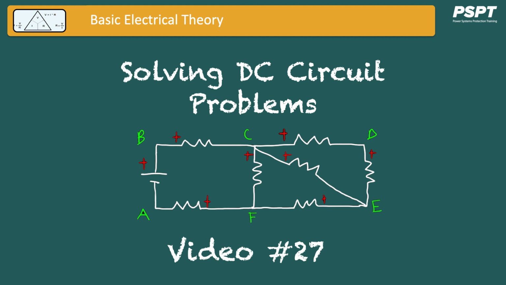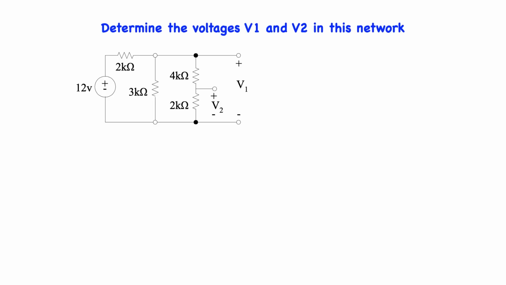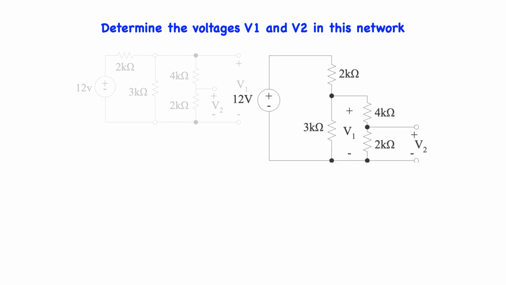Video number 27. Solving a DC circuit problem. Determine the voltages, V1 and V2 in this network. To start with, we can redraw the original network, like this.